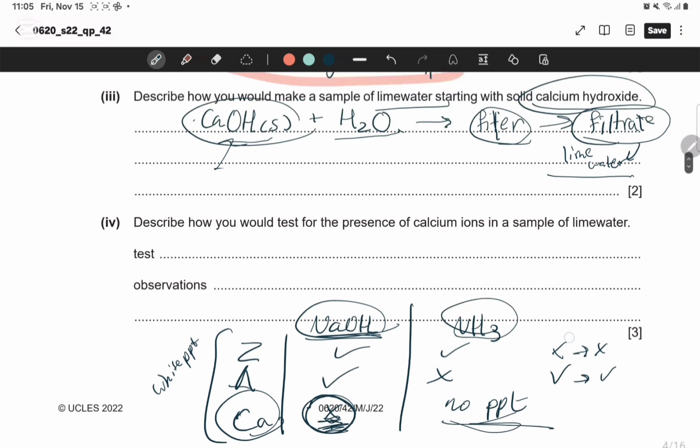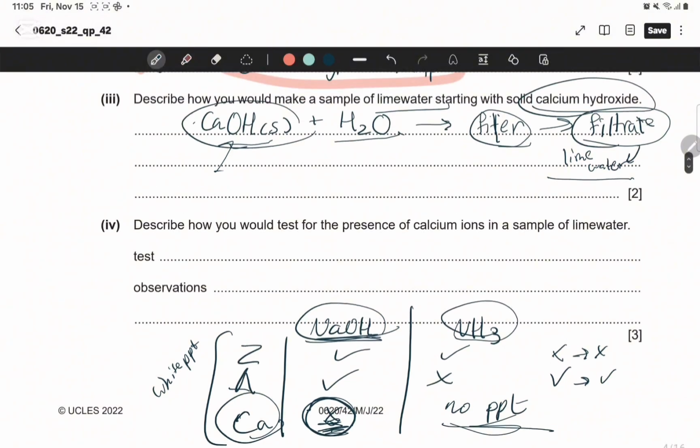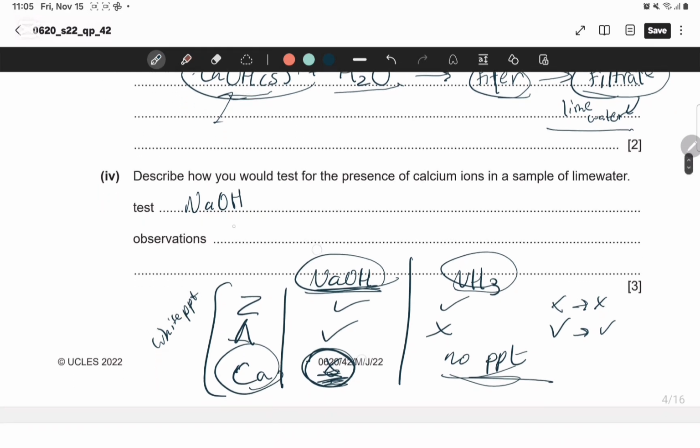So what do you think we should add to Ca to get a precipitate, so we can know it's Ca? NaOH, right? So NaOH, and when you add that we get a white precipitate that does not dissolve in excess.